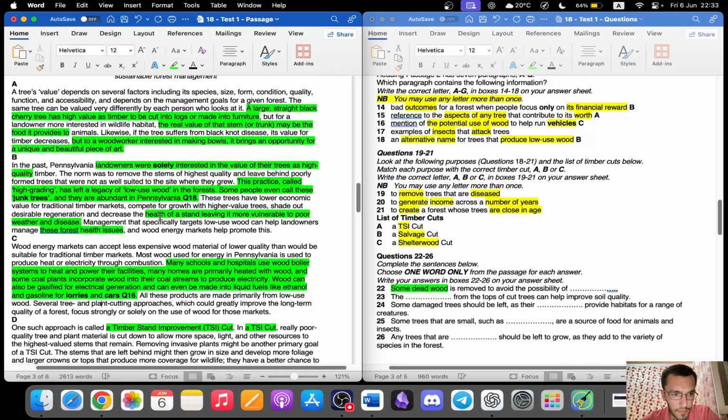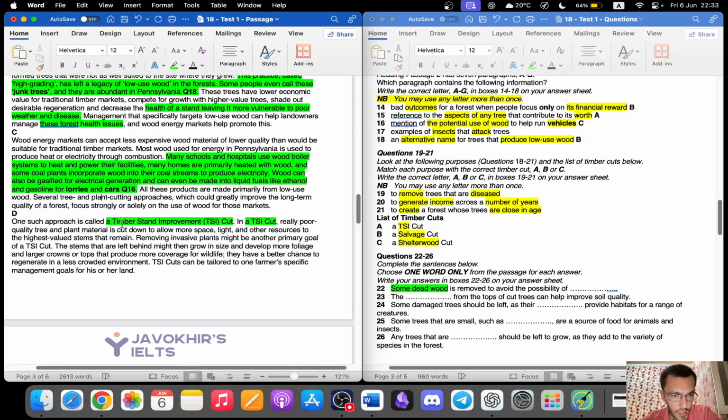Now, one such approach is called a timber stand improvement, or TSI, cut. In a TSI cut, really poor quality tree and plant materials are cut down to allow more space, light, and other resources to the highest value stems that remain. Removing invasive plants might be another primary goal of a TSI cut. The stems that are left behind might then grow in size and develop more foliage and larger crowns or tops that produce more coverage for wildlife. They have a better chance to regenerate in a less crowded environment. TSI cuts can be tailored to one farmer's specific management goals for his or her land.